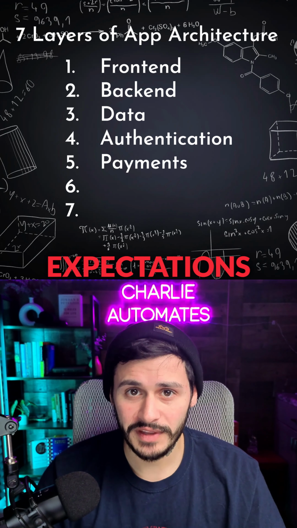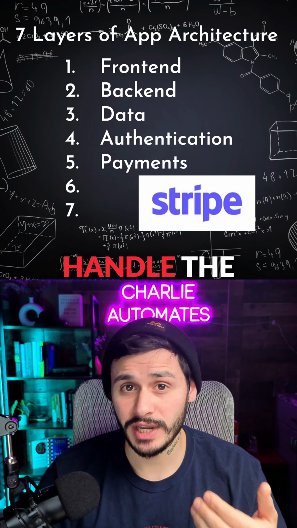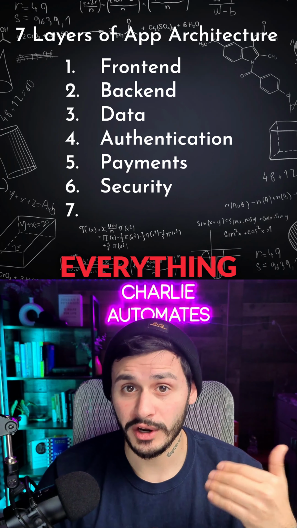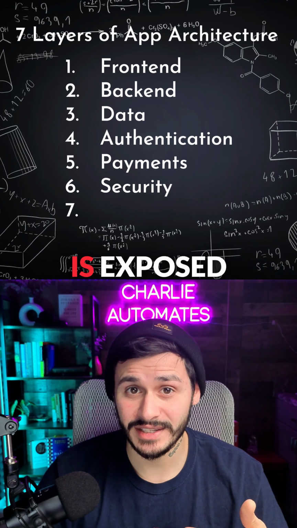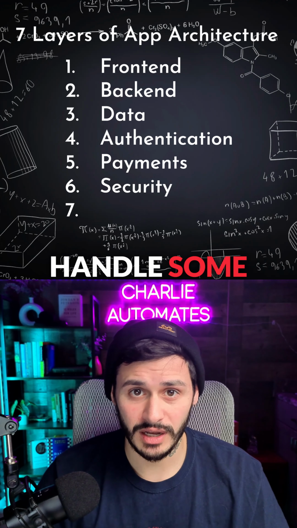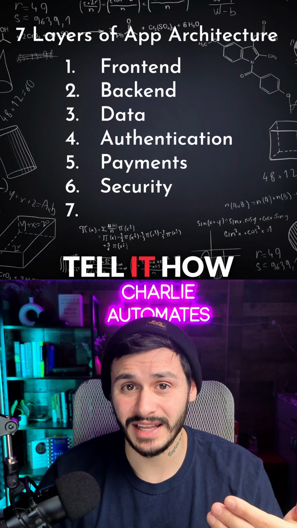Anytime money's involved, expectations change. Stripe could handle the mechanics. 6 is security. This runs through everything: where your API keys live, what data is exposed, and whether other users can see each other's data. Claude will handle some security, but you still need to tell it how you want it handled.